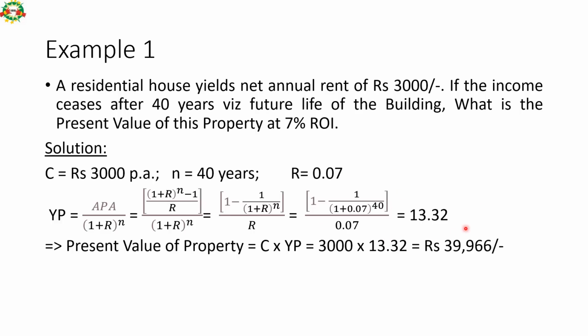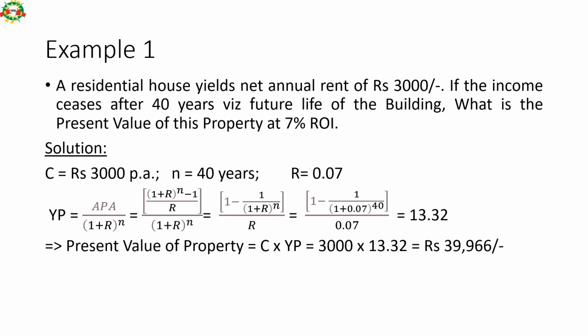We have already learned the formula, and if we put these values into this formula, we get a year purchase of 13.32. If we multiply it with 3,000 rupees, which is the annual net operating income from the property, or net annual rent, whatever it may be, we get the actual value of these 3,000 rupees capitalized: 39,966 rupees.